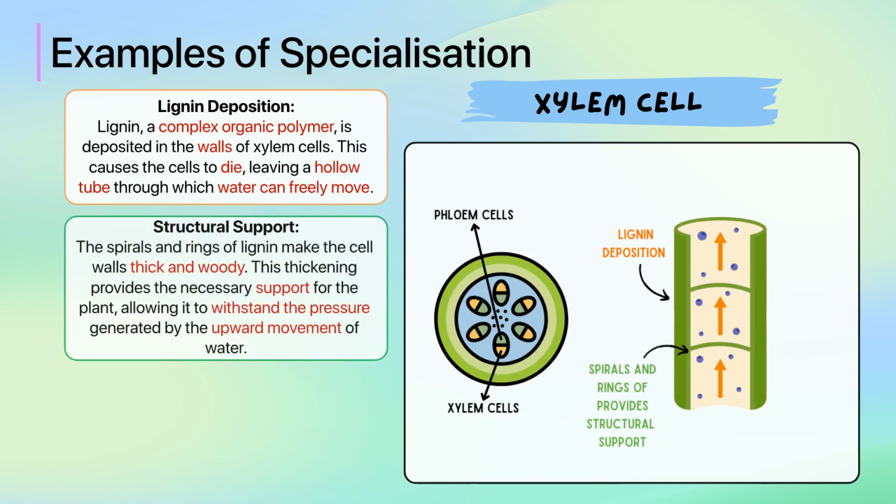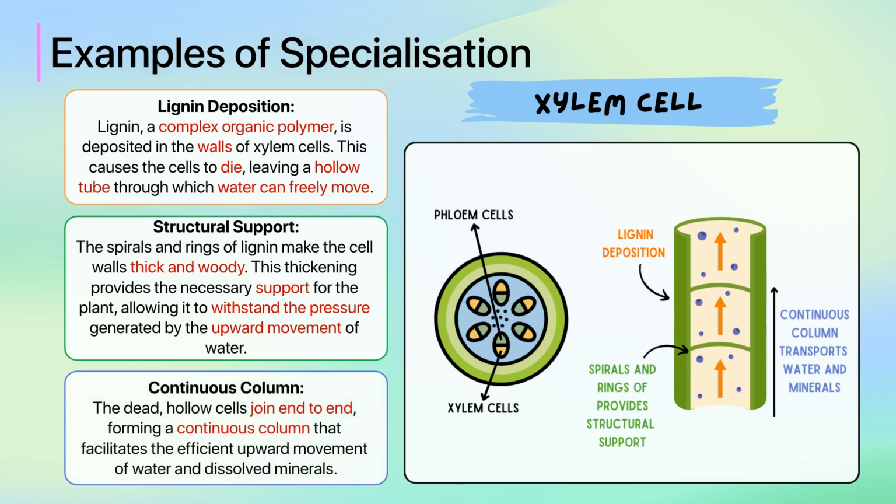The spirals and rings of lignin also make the cell walls thick and woody. This thickening provides the necessary support for the plant, allowing it to withstand the pressure generated by the upward movement of water. Overall, the dead, hollow cells join end to end, forming a continuous column that facilitates the efficient upward movement of water and dissolved minerals.